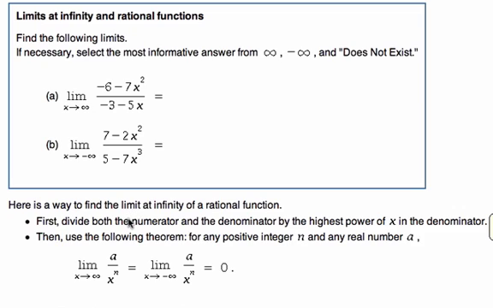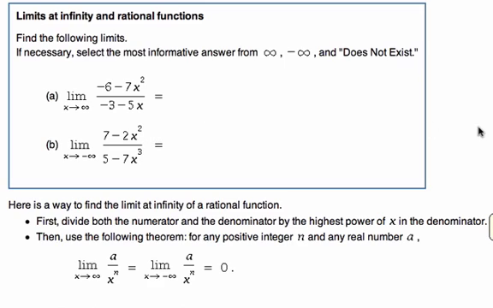To do these problems, the first thing they ask you to do is to divide both the numerator and the denominator by the highest power of x in the denominator. So in part A, I look at the denominator, and my highest power of x is x. So I would divide everything in the numerator by x and everything in the denominator by x, and then look at the problem. For part B, I look at the denominator. The biggest power of x is x to the third. So again, I would divide everything in the numerator by x to the third and everything in the denominator by x to the third.